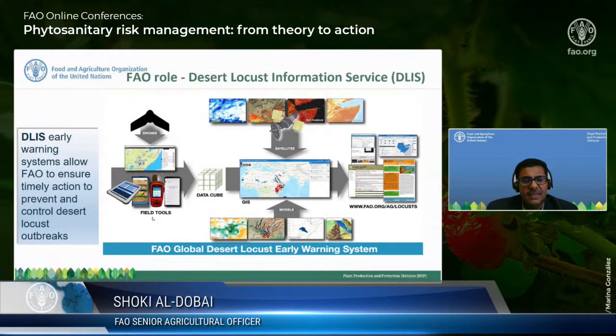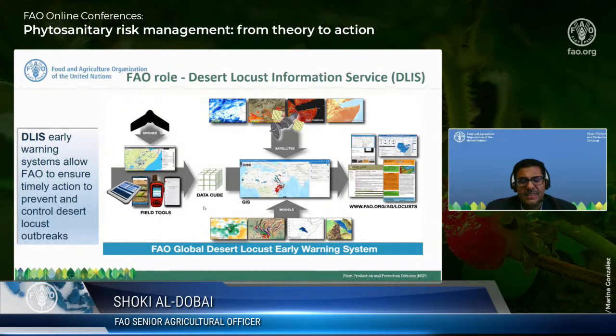So the data that we are collecting, as I mentioned, are transferred to the system we call RAMSIS, GIS, which is the national database for the national desert locust information officers to analyze the data received from the field. And then this data is transferred to what we call Swarm GIS, which is the global system here at headquarters, where we analyze all this data and turn it into bulletins and alerts and so on, through our websites and alerting systems.